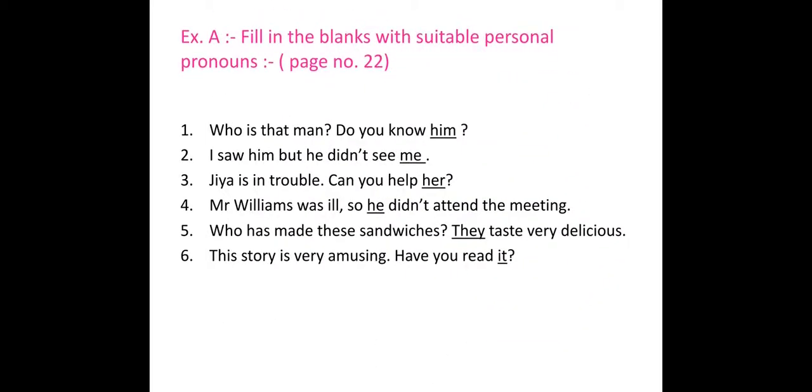So if you turn the page in your textbook to page number 22, we are having exercise. So I will read it for you, and as we are reading this exercise, you have to write the answers in your textbook with pencil. Otherwise you can pause the video and you can note the answer. Exercise A. Fill in the blanks with suitable personal pronouns.